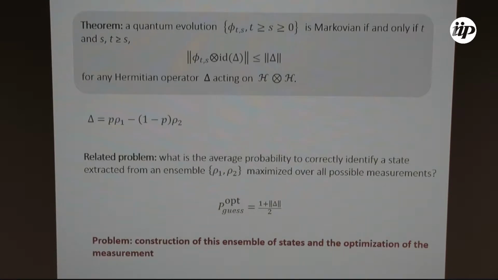But the problem is that, as I said, I have an ensemble of states and I will have to make some measurement, and it's not trivial. I don't have a recipe for how to construct this ensemble of states, depending on my dynamics, and what will be the optimized, the best measurement to give me this optimum guessing probability. So it's good that we know we have some quantity that will always identify it, but sometimes it's not straightforward whether we will be able to find this ensemble of states or not.